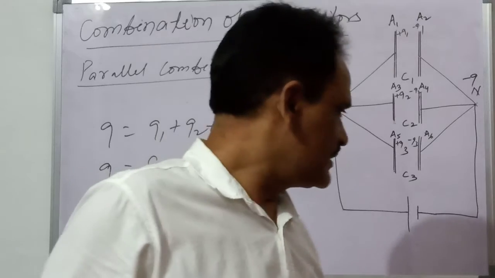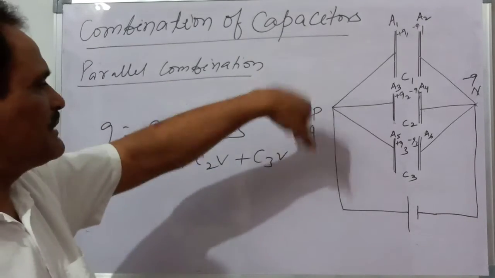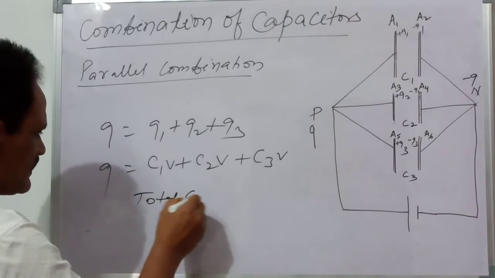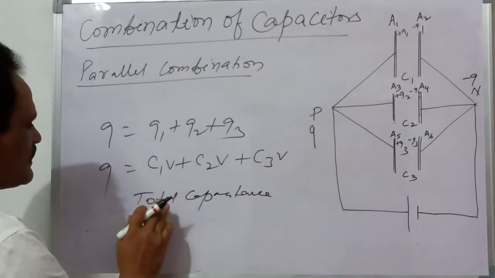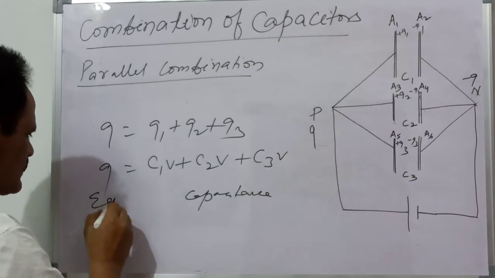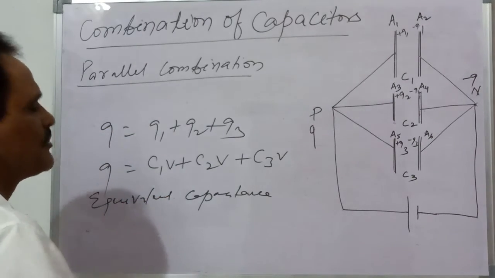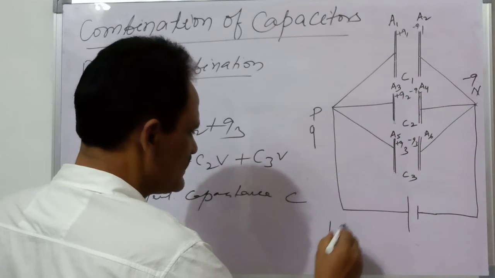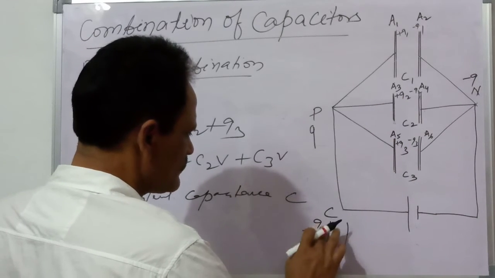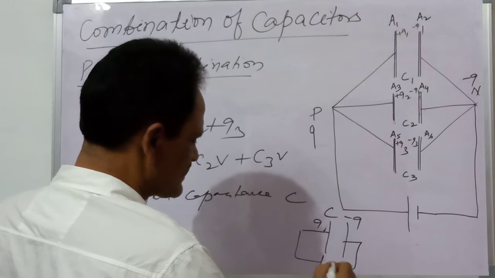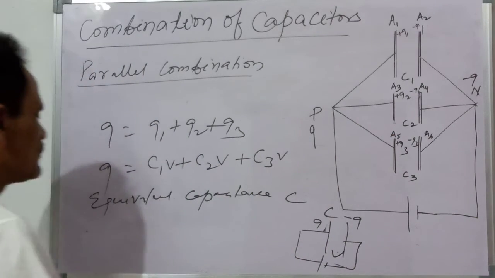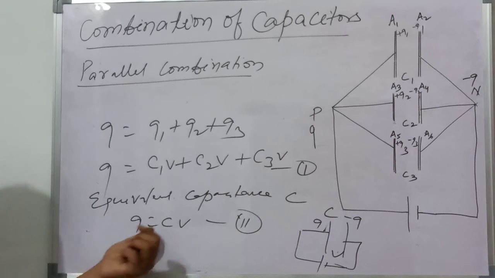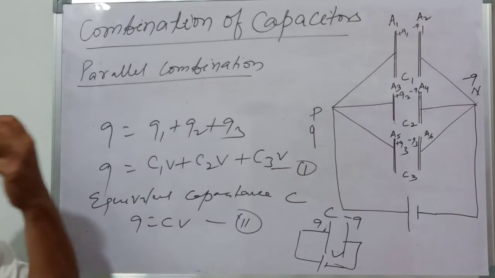Now the whole combination is connected by the cell, and if the total capacitance, or rather the right term is the equivalent capacitance, for the whole combination is C, then we can replace the whole system by C, with charge plus Q and minus Q, connected to the same cell, and the potential difference is V. So Q is equal to CV, where C is the equivalent capacitance in this case.